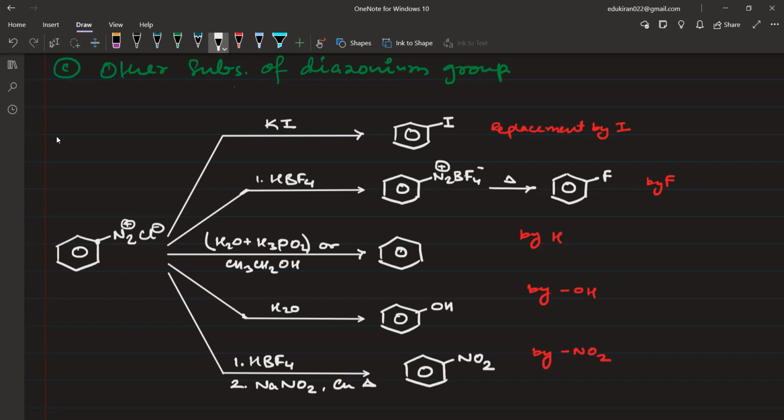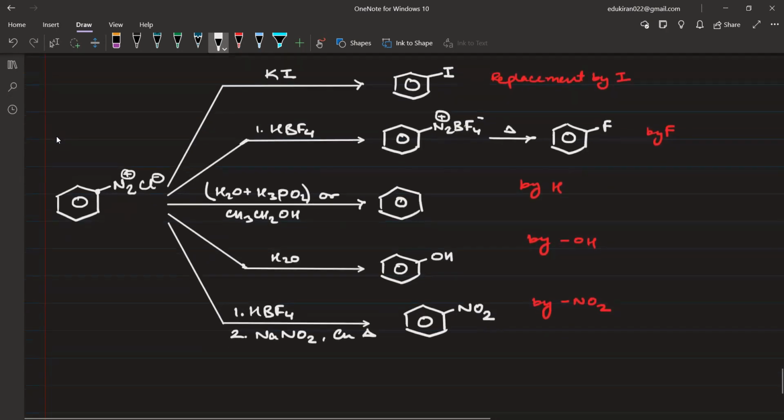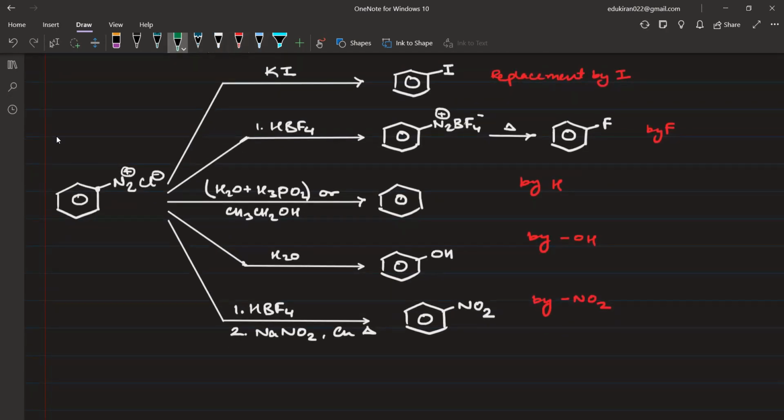Write this down. Let me know once you're done. There's one more type of reaction, that is the coupling reaction. Is there anyone who is still writing the substitutions?